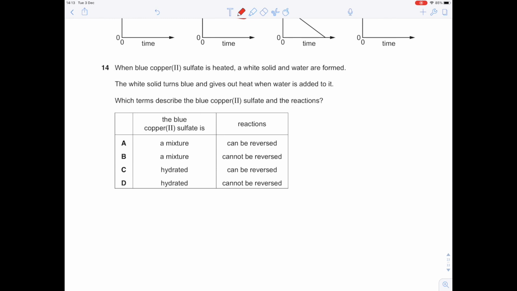When blue copper 2 sulfate is heated, a white solid and water are formed. The white solid turns blue and gives out heat when water is added to it. Which terms describe the blue copper 2 sulfate and the reactions? Now the blue copper sulfate, when it's heated, means that water is being driven off, so it must mean that originally it was hydrated. It contained water. Now notice you can actually bring back that blue copper sulfate. You can actually reverse this reaction, so therefore the answer here is C.